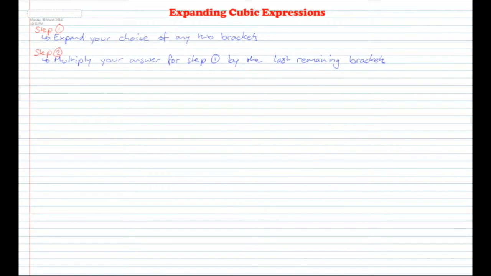Alright, so today's topic is all about expanding cubic expressions. Now there's only a couple of steps that you really need to know in order to be able to do this. The first step is to expand your choice of any two brackets. Now I choose generally the last two brackets here. And your second step is to multiply your answer that you got for step 1 by the last remaining brackets. So let's go through now and have a look at a couple of worked examples for this, shall we?